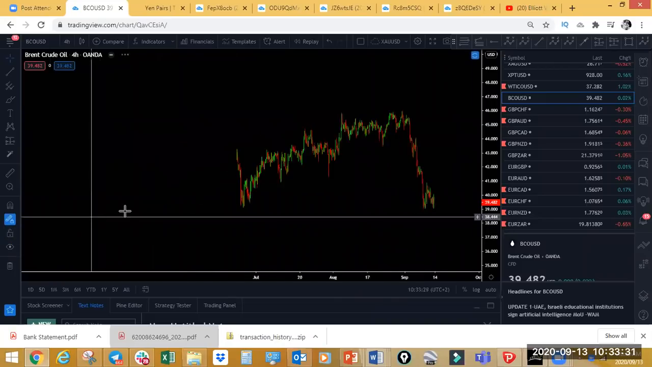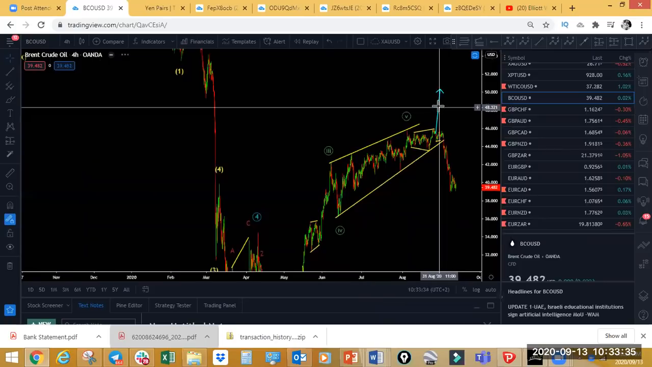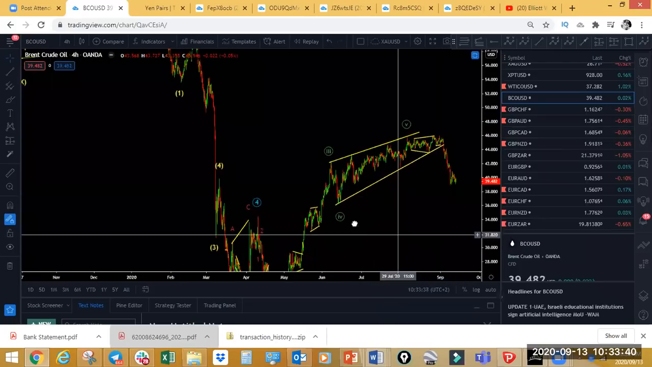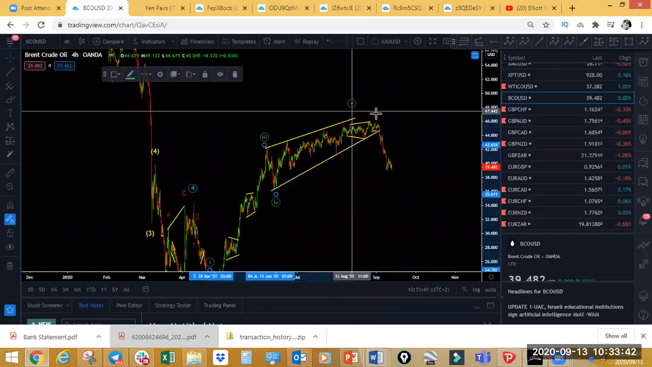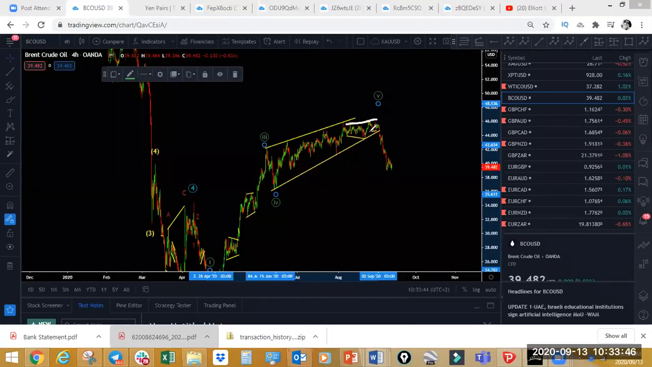Let's switch this one off here. So Brent crude has completed the diagonal. So let's take this one off here. We actually expected that the wave 5 was going to give us one more up. That's why you see that arrow there. We're expecting that from here we're going to have one more up before coming down. But the idea has always been to catch the down move.